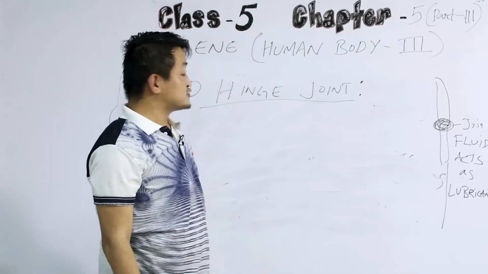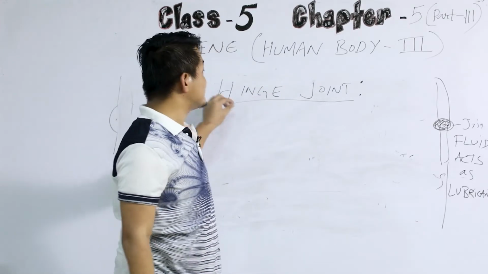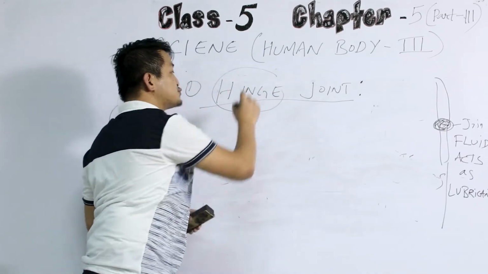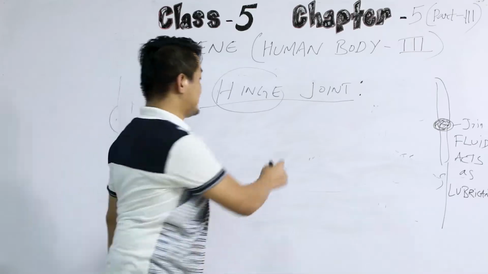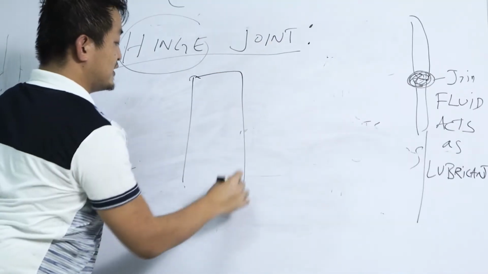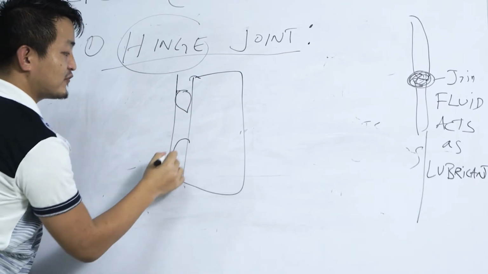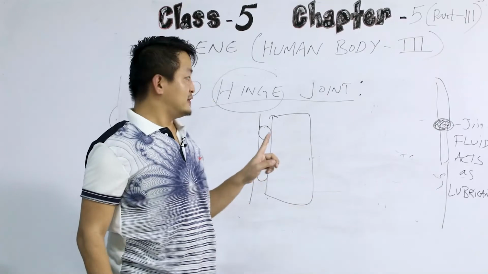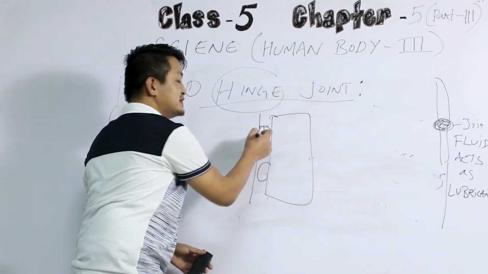Okay, so students, the first type of joint under the movable joint is the hinge joint. You must be familiar with this word hinge. Hinge is what we have in the door. Say suppose this is a door, and then we have a hinge here. If you want to open the door, it can move in one direction, right? It moves because of the hinge.